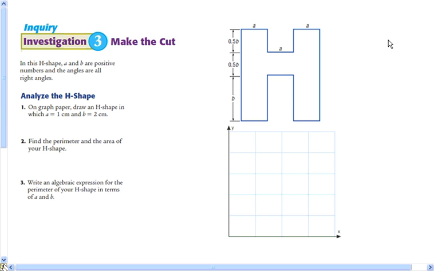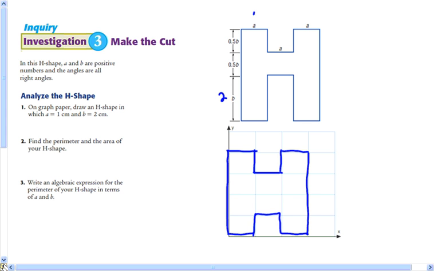So this first thing says, look at the shape, and it says on graph paper, draw an H shape in which A equals 1 and B equals 2 centimeters. So we're going to take the value of B here, and that length is 2. And every A, the length is 1 on the graph. So I need to go 4 high total and create that H on the graph. Like that. And then it says find the perimeter and area of your H shape.